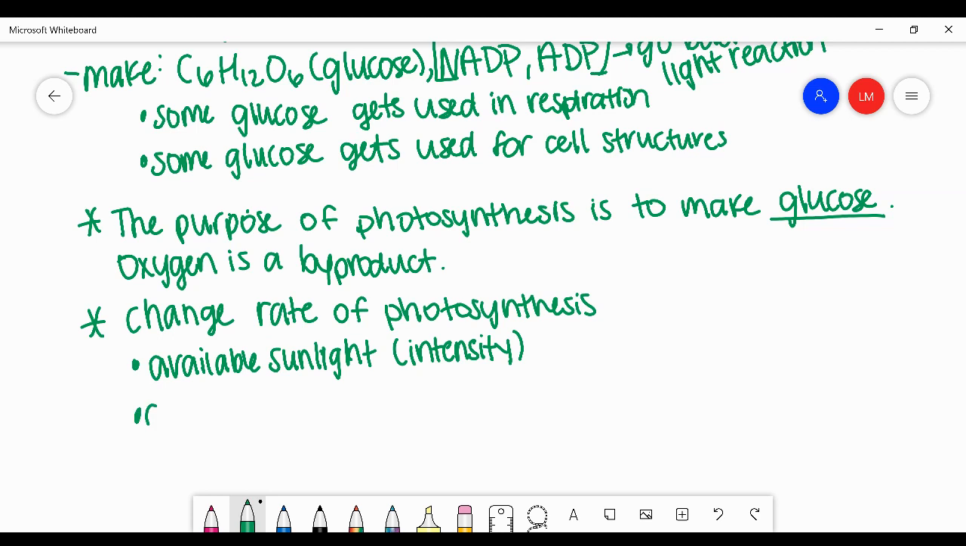And then available water. In lots of parts of our world, fall and winters have a decrease in the amount of precipitation. And so we're not going to have as much photosynthesis because, if you recall, both water and sunlight are required for photosynthesis.